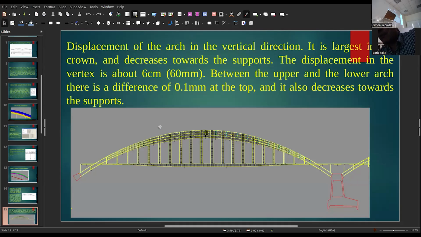This is the displacement of the arch in the vertical direction, largest in the crown and decreasing toward the support. The displacement in the vertex is about 6 centimeters. Between the upper and lower arch, there is a difference of 0.1 millimeter at the top, and it also decreases toward the support.